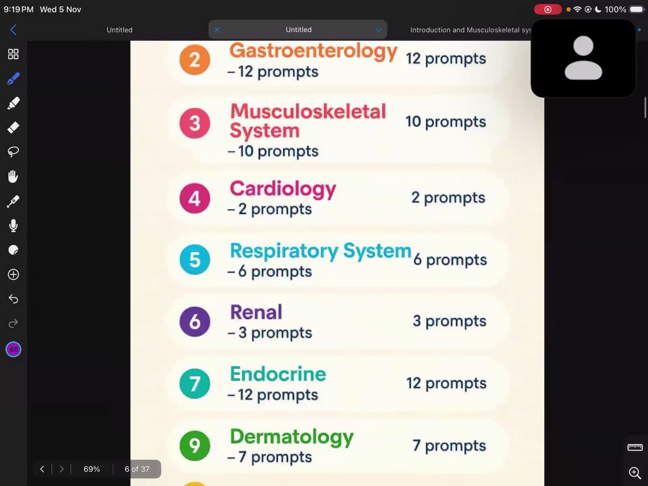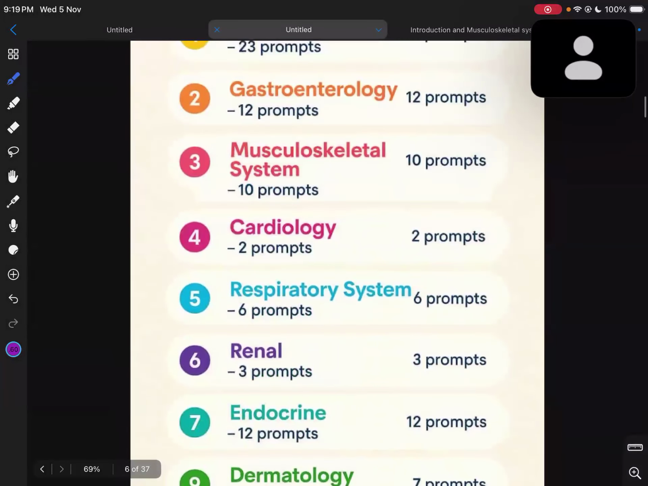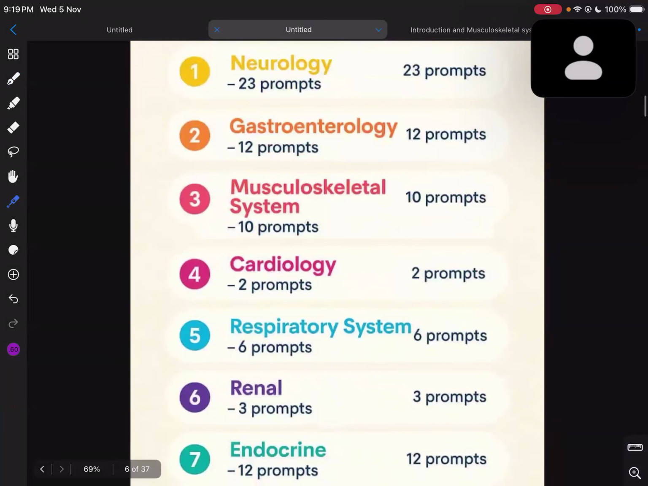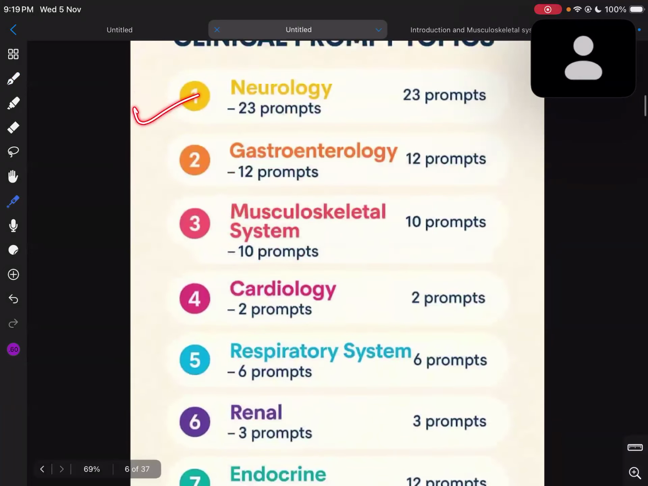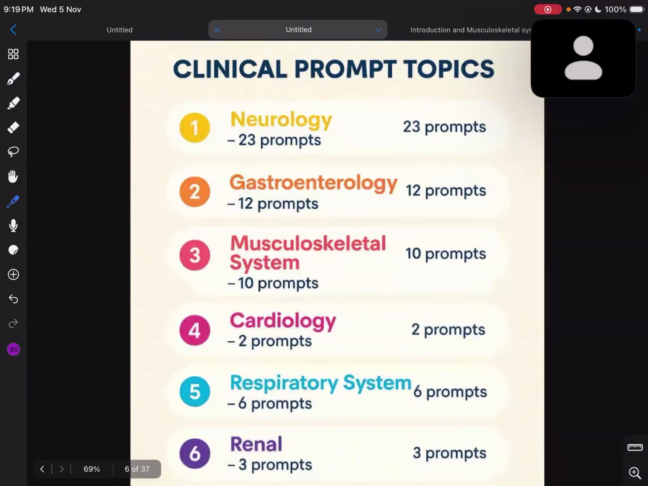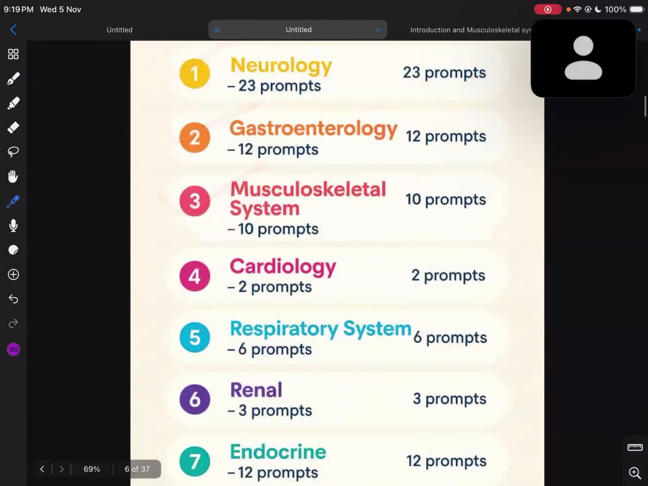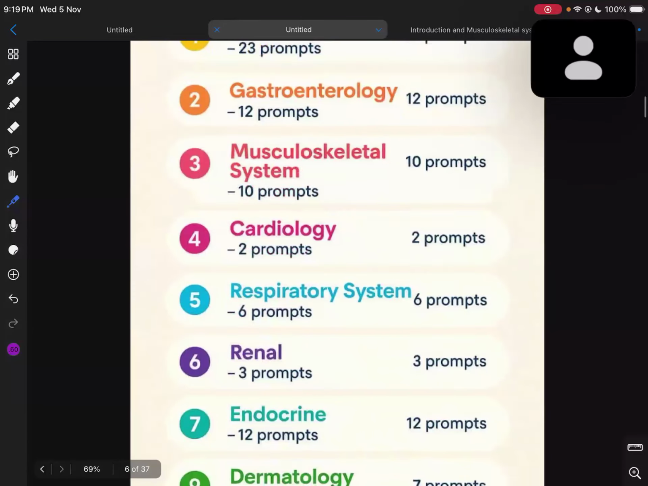So to save your time and make your journey easy, we are going to provide you an organized list of prompts under specific systems. There are 78 prompts from different systems like neurology, gastrointestinal tract, musculoskeletal system, cardiology, respiratory system, renal, endocrine, dermatology, and so on. First, let me tell you what is prompt.